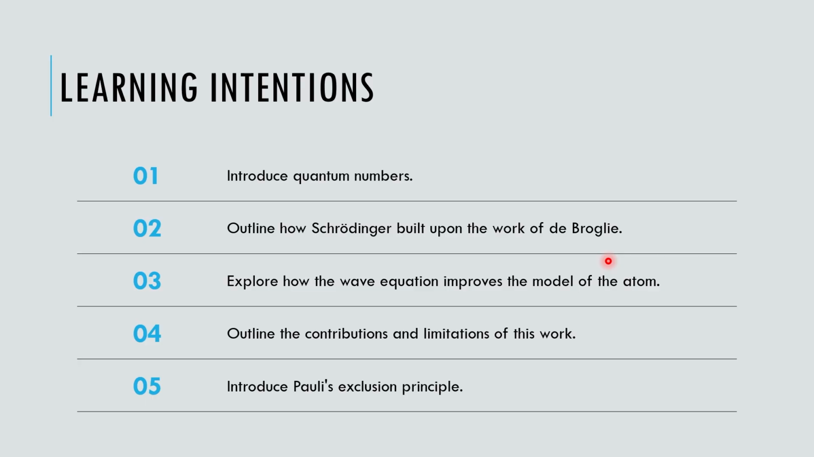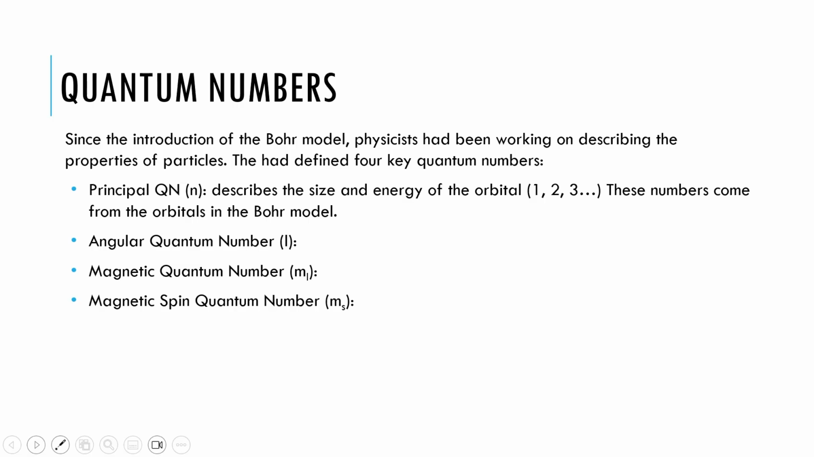Once we've got an understanding of this work, we'll talk about the contributions and limitations and also introduce the idea of the Pauli exclusion principle, which is always talked about hand in hand with our Schrödinger concepts. Again, this is not a direct part of our syllabus, but learning and understanding the consequences of the Pauli exclusion principle will help give us a better understanding of the mechanics of the Schrödinger equation. So let's start with this idea of quantum numbers.